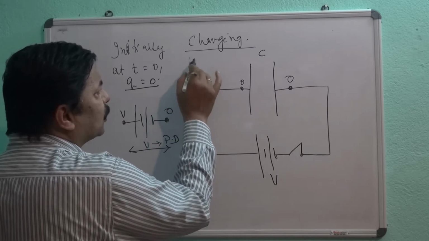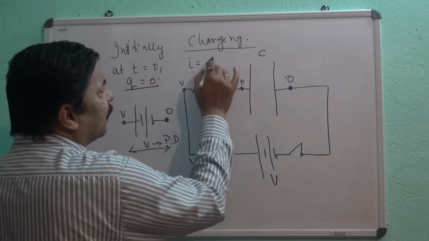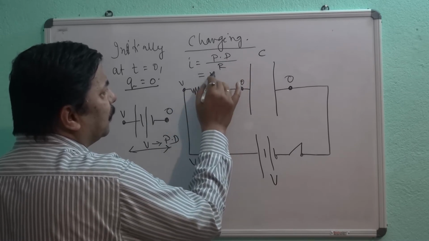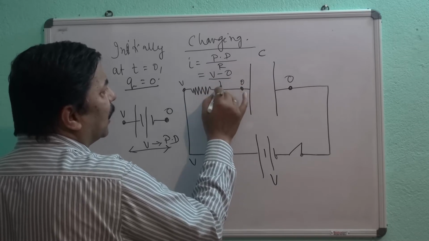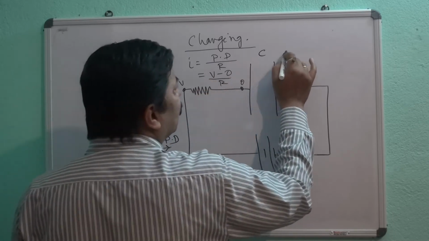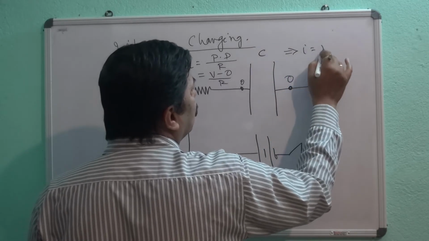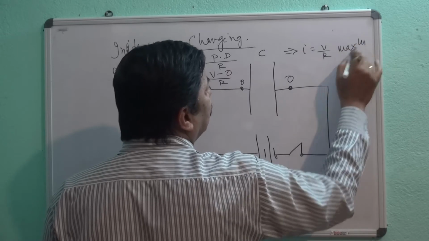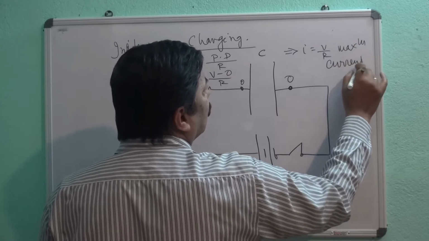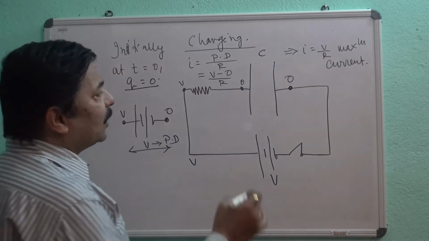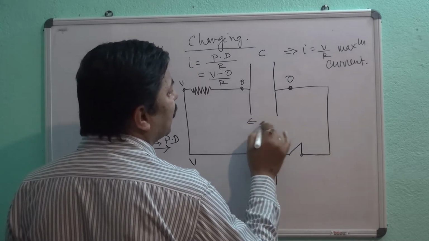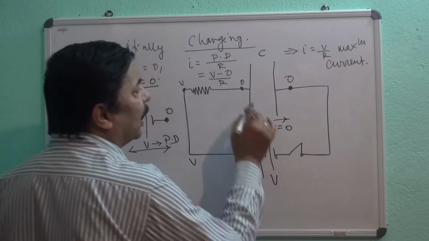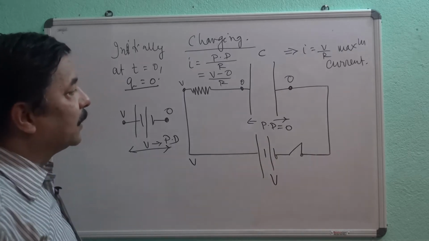So current is how much? So I is equals to potential difference by R, that is V minus 0 by R. So this is your I is equals to V by R. This is your maximum current, and at this moment the potential difference is 0. Why? Between the plates of the capacitor.